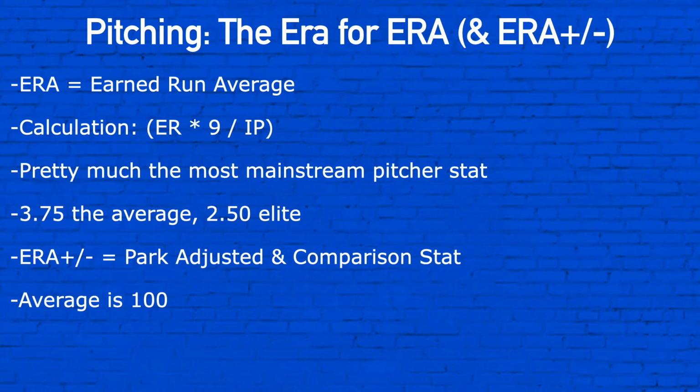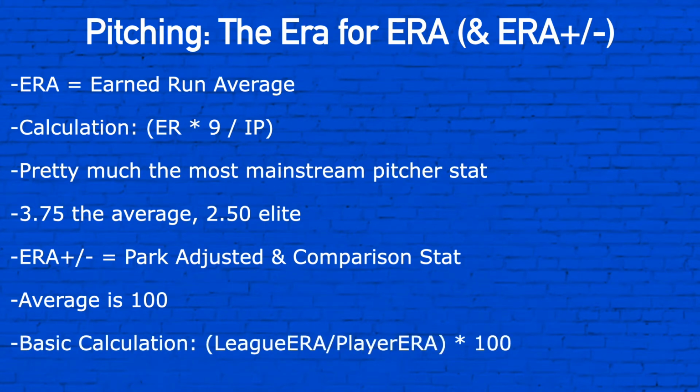For example, a 70 ERA plus means the pitcher was 30% worse than the average. So how do you calculate the stat? Well, I'm going with ERA plus since I prefer to use Baseball Reference, but ERA plus is calculated by taking the league ERA, dividing it by the player ERA, and multiplying it by 100. Of course, additional calculations are added for a park adjustment, but I'm not going to get into that.